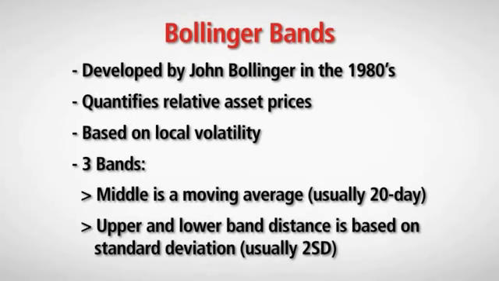So what does this mean? Well, in periods of low volatility, the bands will be really tight around that asset price. And in periods of higher volatility, the bands will spread wider to give the asset some wiggle room.